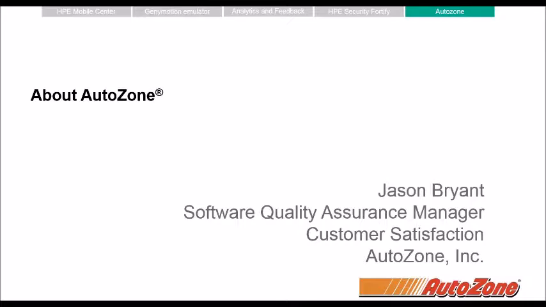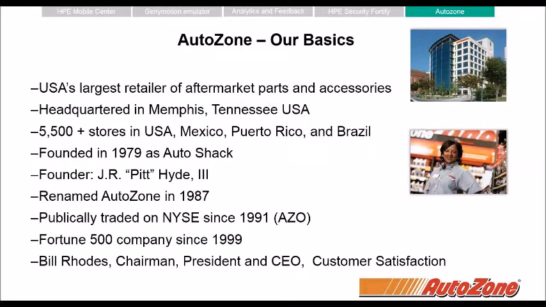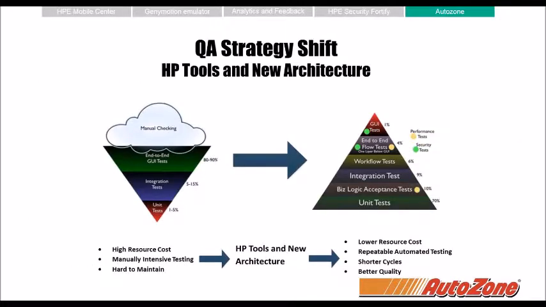Very good, thank you, Antoine. We can go to the next slide at this point. Okay, so some quick information about AutoZone for those of you that don't know. We're the USA's largest retailer of aftermarket parts and accessories. We're here in Memphis, Tennessee, and we have 5,500 stores in the USA, Mexico, Brazil, and Puerto Rico. And there's some more information about our company there. We're also one of the Fortune 500 companies, and we've been on the New York Stock Exchange since 1979.